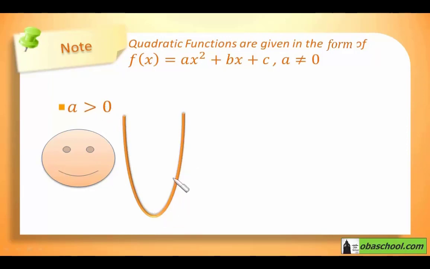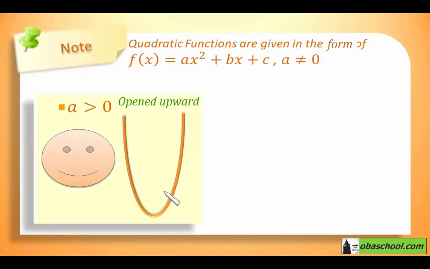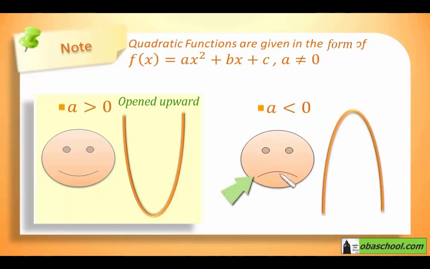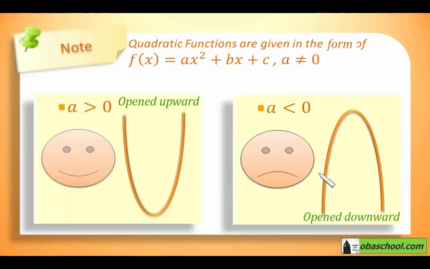So the first case is, when a is greater than 0, it means it is positive, and the shape of the parabola is open upward. Now the second case is, when a is less than 0, it means that it is negative, and the shape of the parabola isn't as the smile in the first shape. Therefore, the shape of the parabola is opened downward.